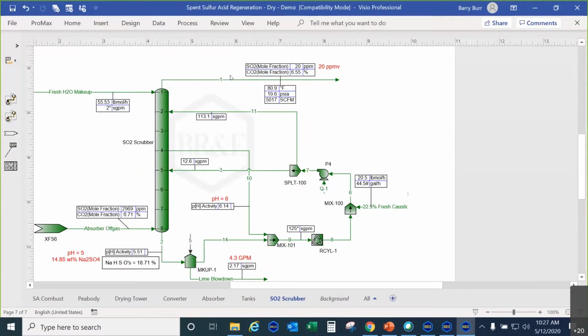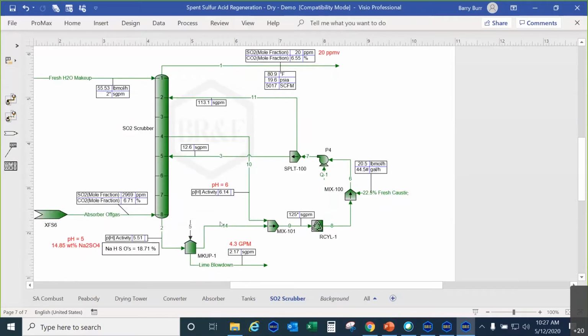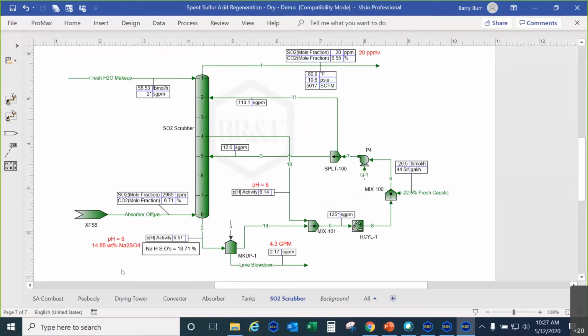And you see here our SO2 is down from about 3,000 ppm down to 20 ppm with this process. So that is a quick rundown on how to simulate a spent acid regeneration system. Kind of an old technology. It's got a scrubber for SO2 removal. There are some newer designs that will use an extra intermediate absorber, but this is one way of skinning the cat. And I think in sulfuric acid, there are many ways to skin the cat.